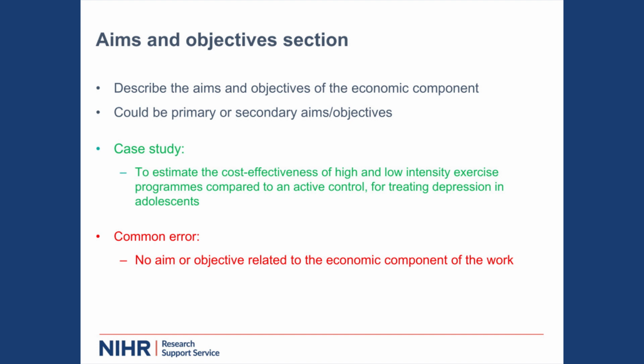And of course, not everything can be the primary objective, but you can have a number of different objectives or secondary objectives, and it could well be one of those. So for the case study, for example, your aim or objective for the economics section could be to estimate the cost effectiveness of high and low intensity exercise programs compared to an active control for treating depression in adolescents.